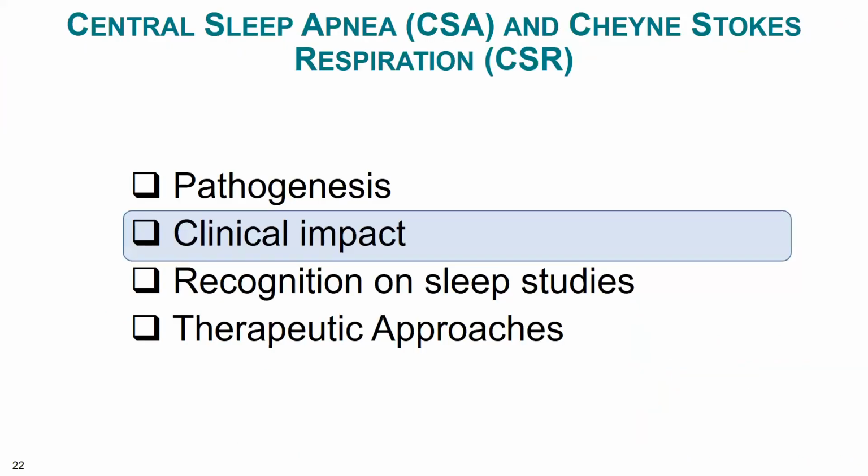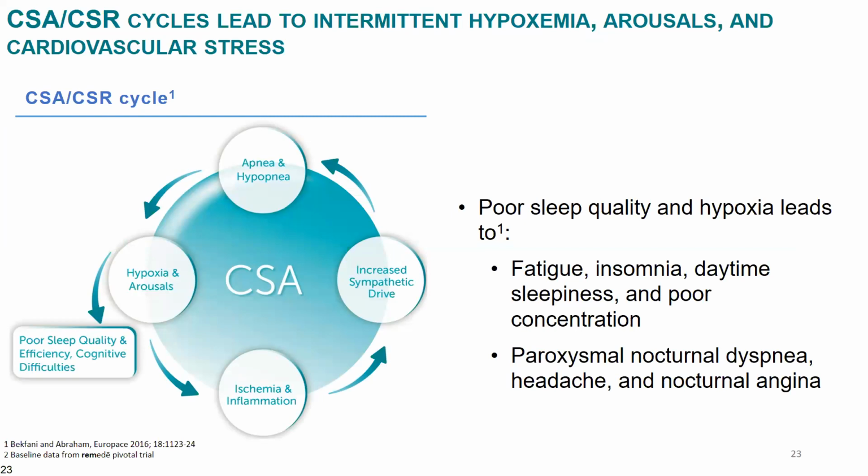Well, let's look at the clinical impact of these problems in terms of central sleep apnea and Cheyne-Stokes breathing patterns. And that's really represented here, where the Cheyne-Stokes respiration in central sleep apnea leads to poor sleep quality and intermittent hypoxia. Now, as a result of that, we have with hypoxia and intermittent arousals, there is a toll on the heart and the cardiovascular system represented by low oxygen, ischemia, and systemic inflammation.